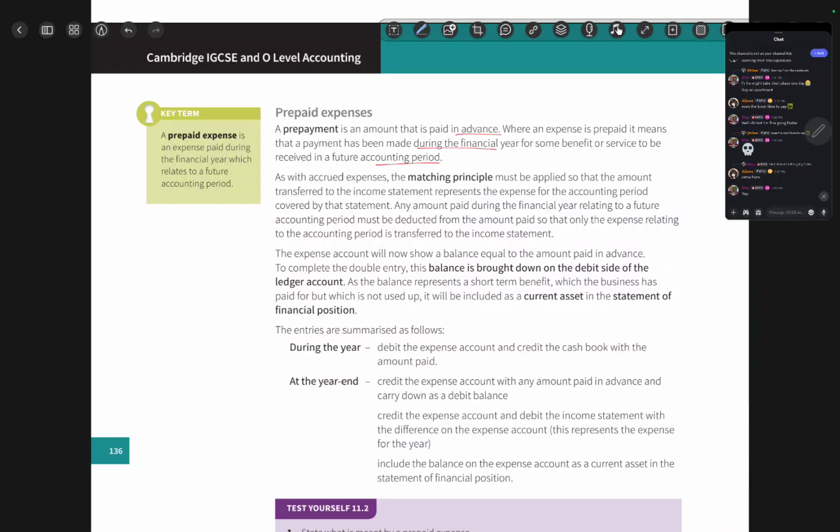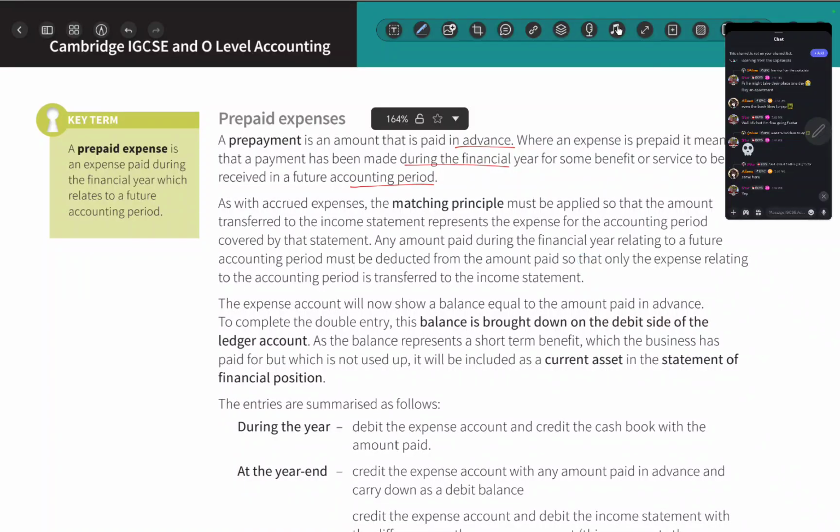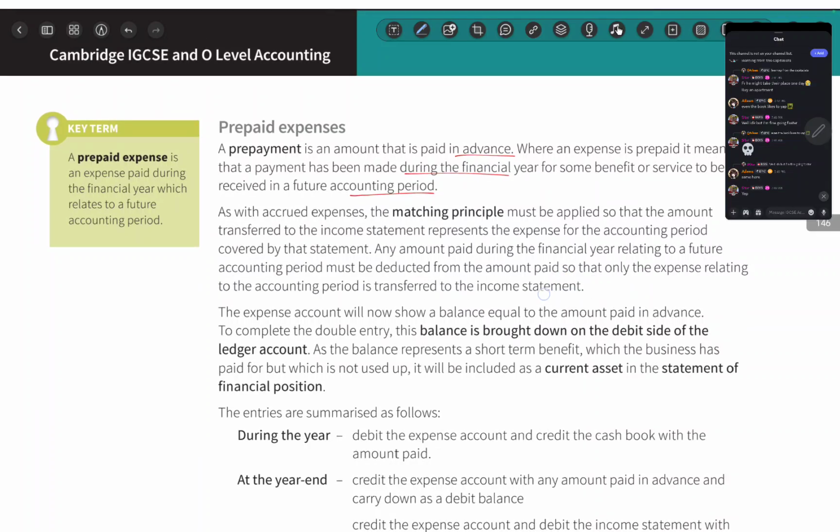Now, same thing as accrued expenses, you need to apply the matching principle. It's good if you understand the format, because this is just the same thing. Let's just read it anyway. Any amount paid during the financial year relating to a future accounting period must be deducted from the amount paid, so that only the expense relating to the accounting period is transferred to the income statement.